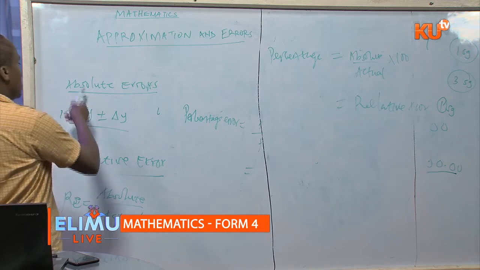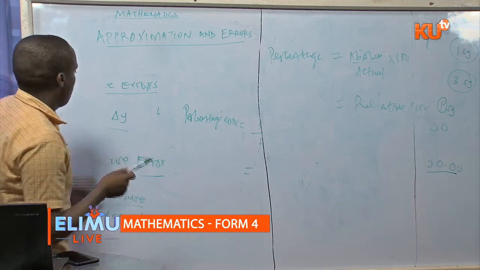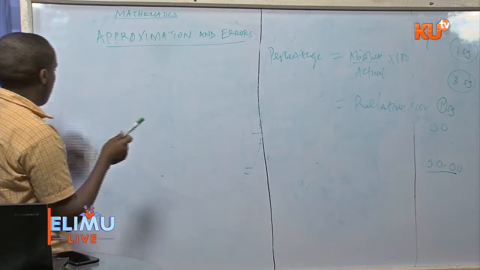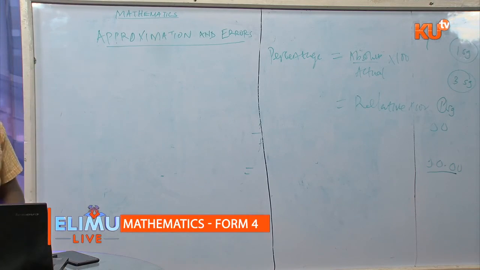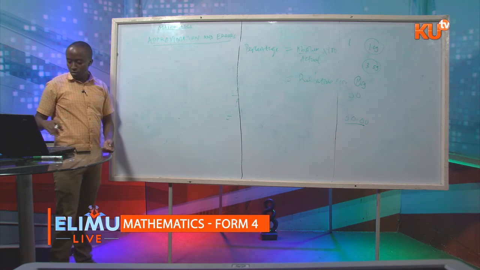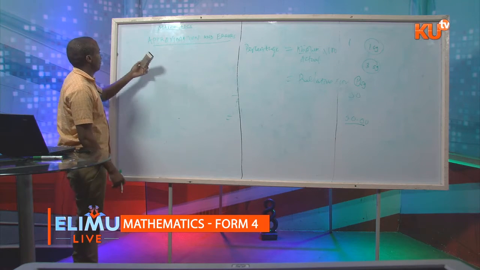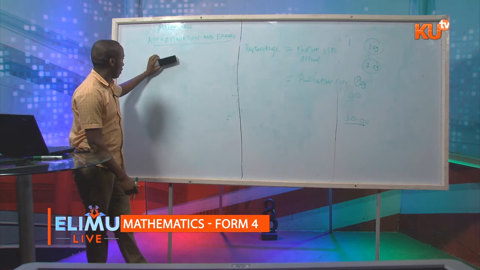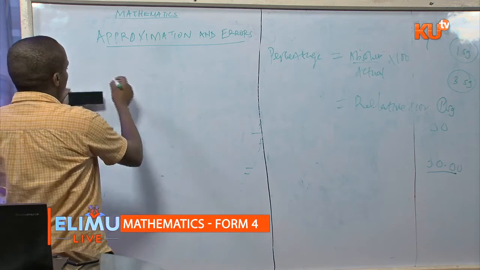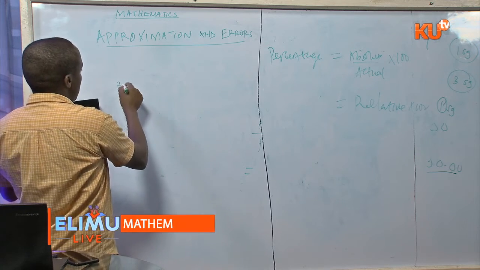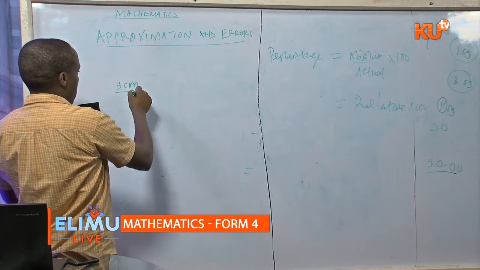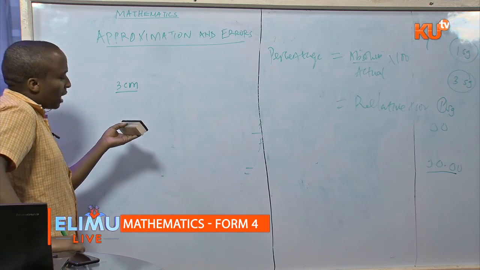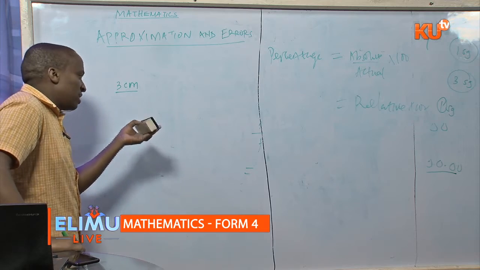So, which is absolute error? Allow me to remove this one. If today I decided to measure this, maybe I'll get 3 centimeters. I'll use a ruler to measure this one. But automatically there will be an error when measuring, an uncertainty.